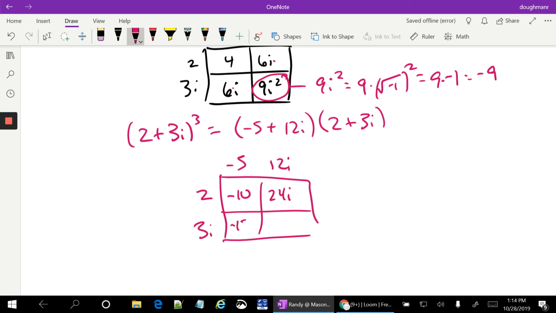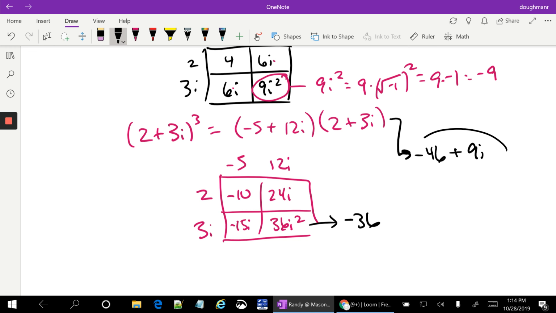24i, -15i, and 36i squared, which I'm just going to make the statement it's a -36. So now I can add the real parts. -10 and -36 is a -46. Add the imaginary parts. 24i minus 15i is plus 9i. And that is 2 plus 3i cubed.